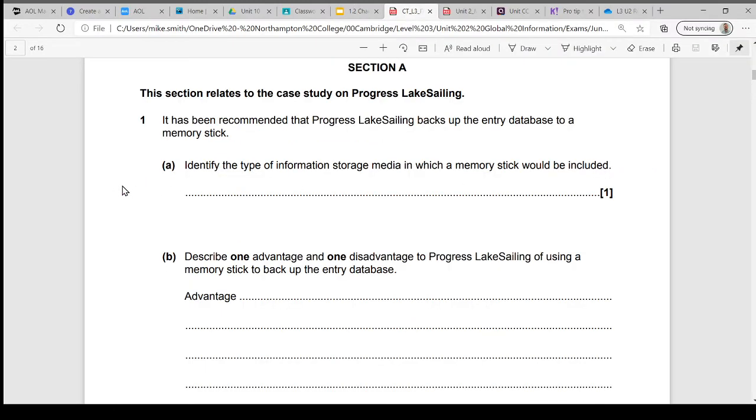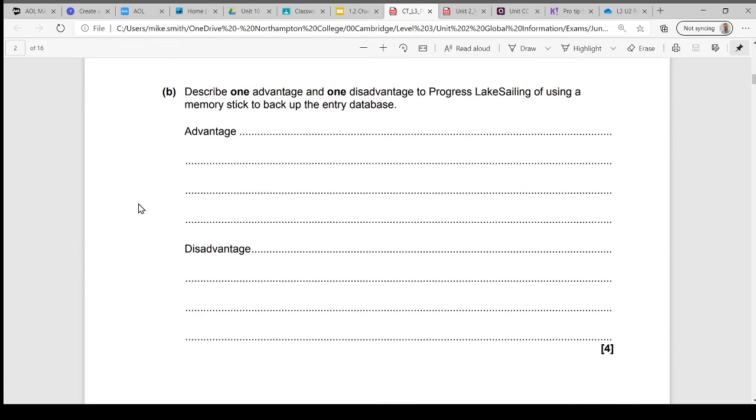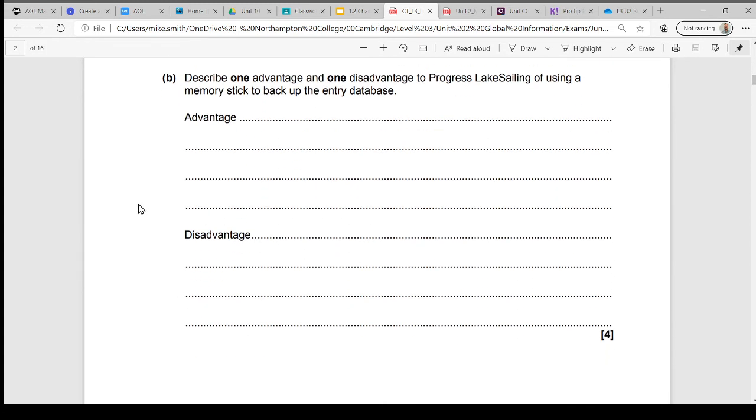So let's have a look at an exam question. This is from a previous paper. It's been recommended that Progress Lake Sailing, which is from the case study, backs up their database to a memory stick. For 1 mark, identify the type of information storage media in which a memory stick would be included. And the second part of this question, for 4 marks, is to give an advantage and a disadvantage of using a memory stick to back up the database.